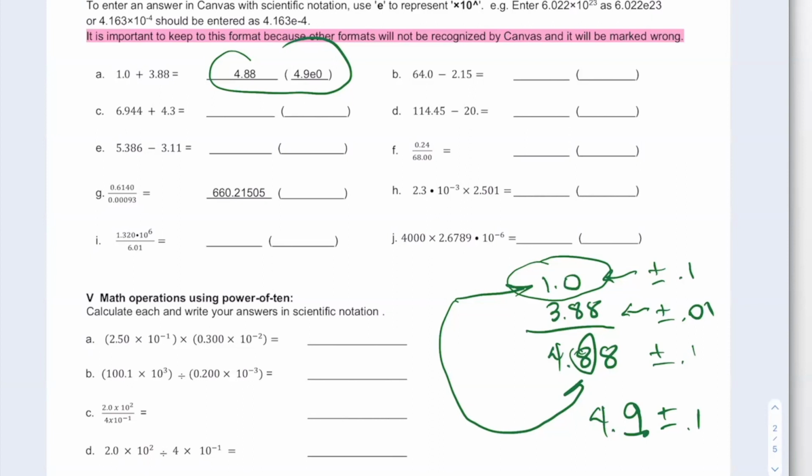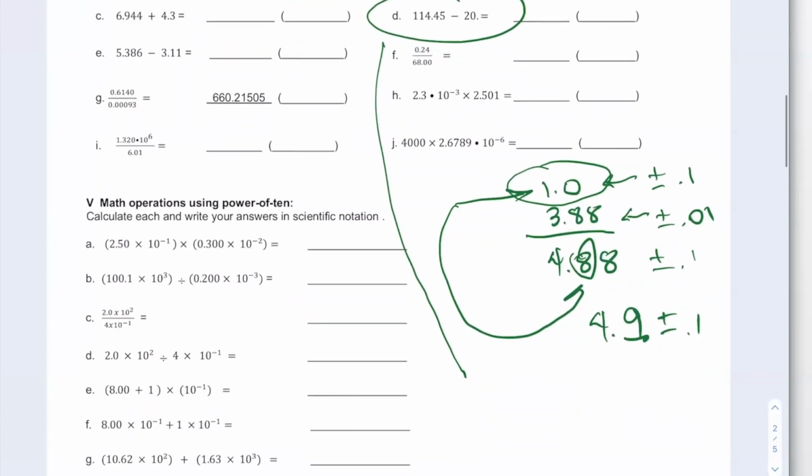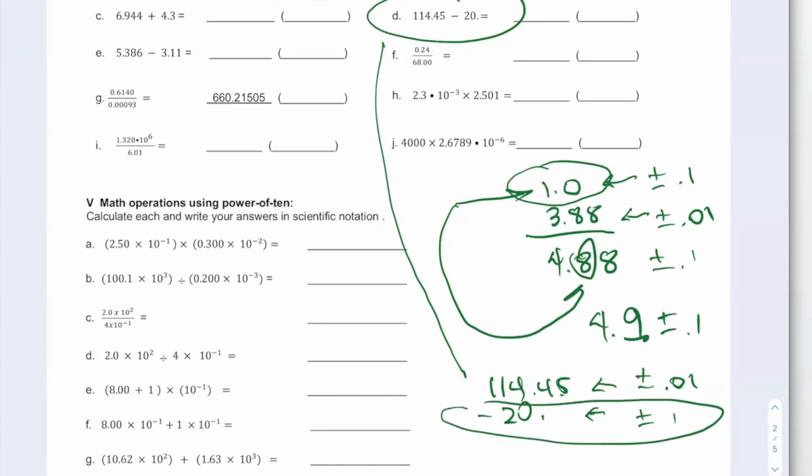Okay, let's take a look at another value right here. If you take a look at that right there, that's 114.45 minus 20. And that 20 has a decimal. So this has an error of plus or minus 0.01. It's to the 100th of a place. This, however, has an error of plus or minus 1. This has the biggest error right here. So do your math calculation first.